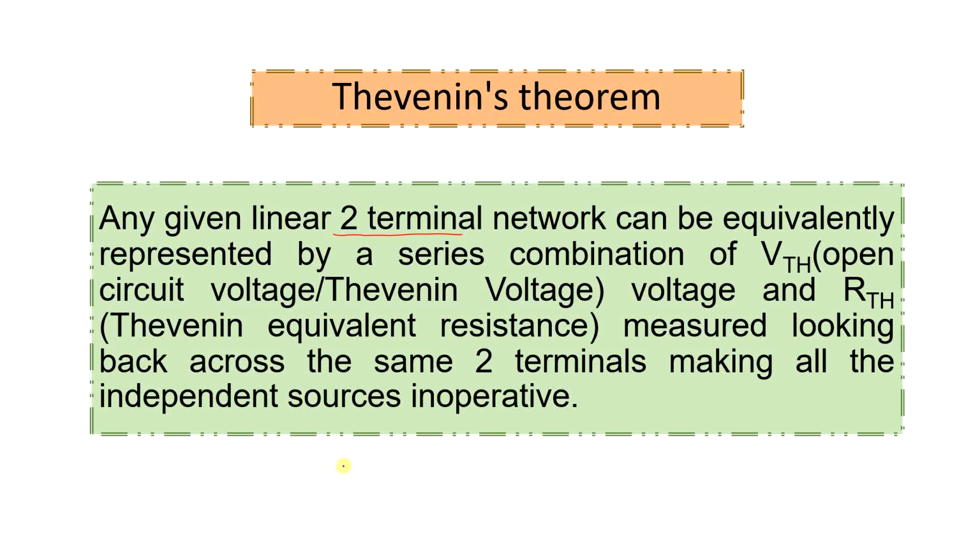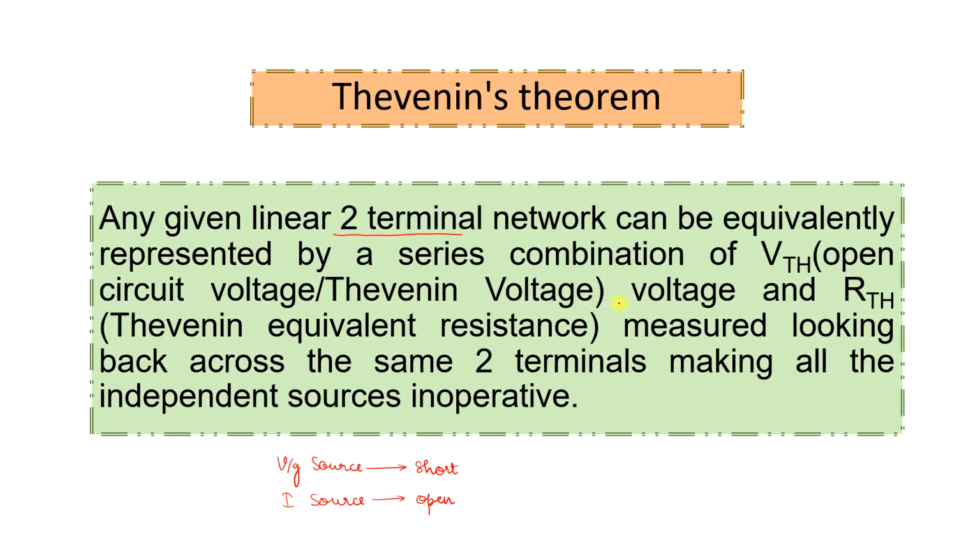We have seen previously, when we looked into the superposition theorem, that when we make the independent sources inoperative, if it is a voltage source, we make it a short circuit, and if it is a current source, we make it an open circuit. So any complex circuit that is given to you, as per Thevenin's theorem, we will reduce and represent as a series combination of Thevenin voltage and Thevenin resistance.